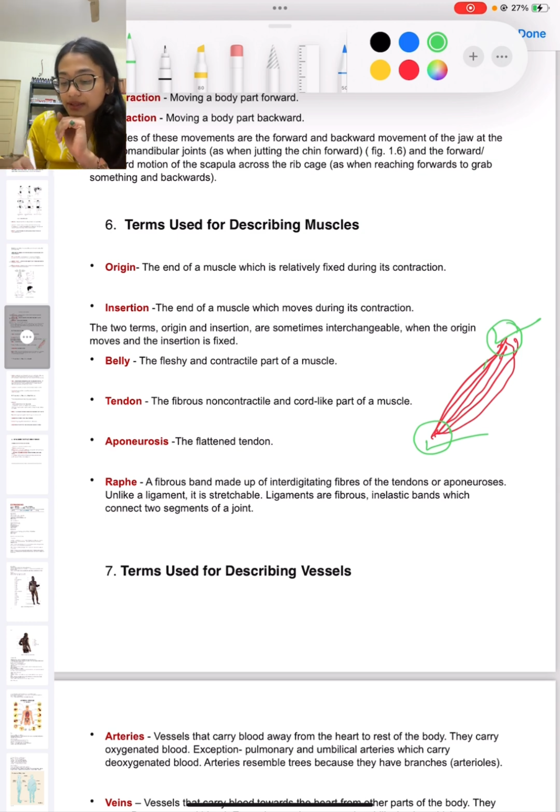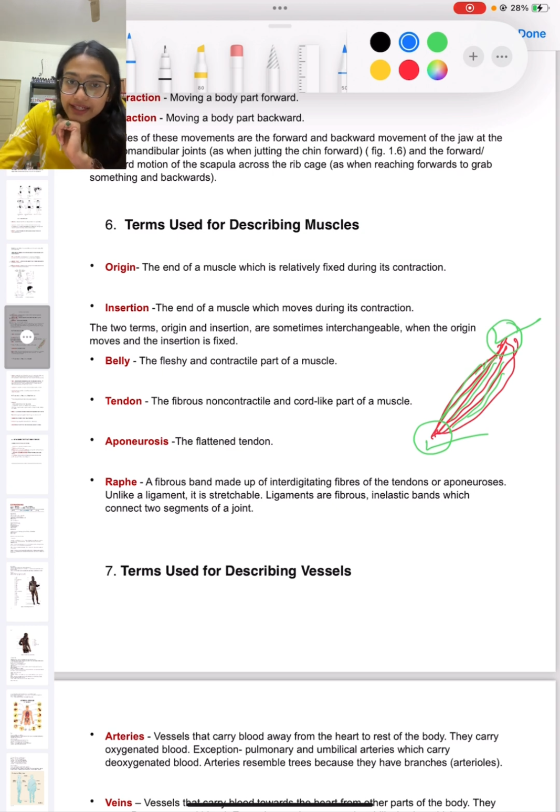Now what's the belly? The fleshy and contractile part of the muscle. This is the fleshy and contractile part. It is the belly. Now tendons. Tendons are found over here. The small tendons, the fibrous, non-contractile and cord-like part of the muscle. It is tendon.